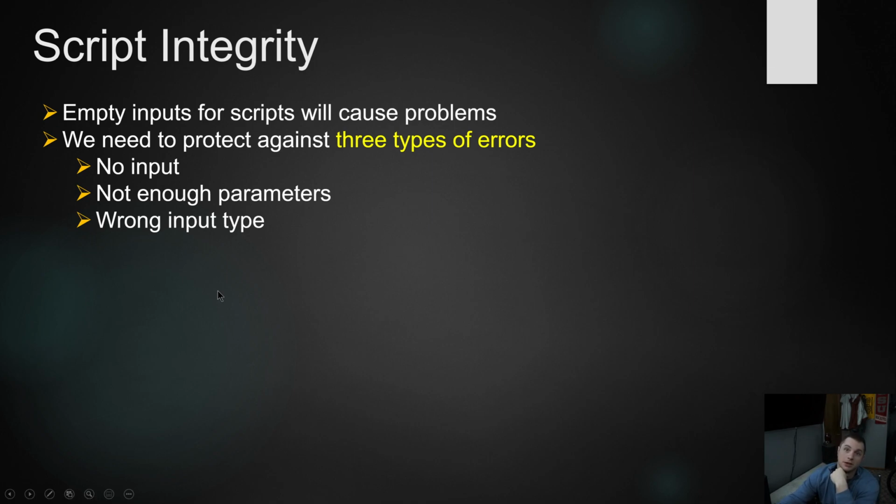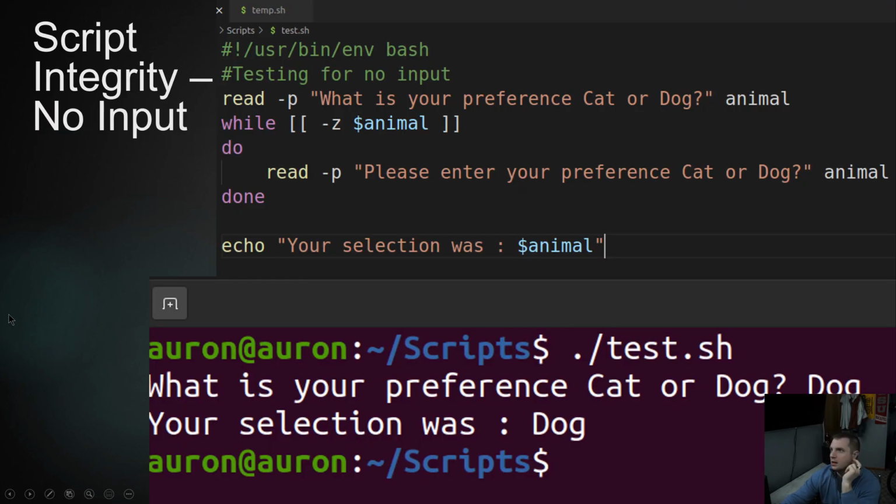And if it wasn't clear, no input is one of the script integrity issues. Not enough parameters, which again is very similar to no input, just a little bit different in type. And then wrong input type. So if you're trying to give me a file and I find a directory, well, I need to make sure that I tell you that you gave me a directory and not a file, or that I didn't find anything at all. So script integrity, we have our read command here.